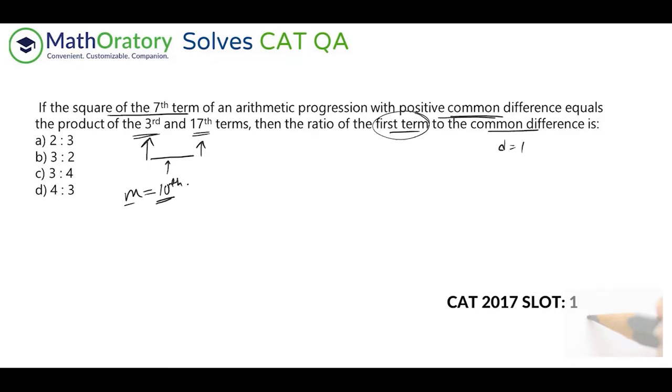Now, because the 10th term is M, the 7th term will be M minus 3, because D is 1 according to me. So (M minus 3) squared is equal to the third term, which is M minus 7, because you're moving 7 terms back, you need to subtract 7, into the 17th term, M plus 7. I hope you understand why I took the 10th term as focus: this becomes a little easier to solve, because of the (A plus B)(A minus B) identity.